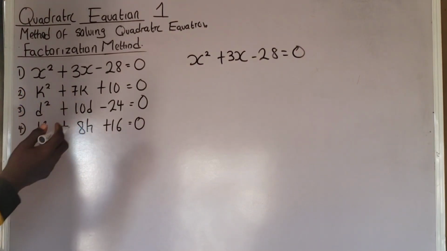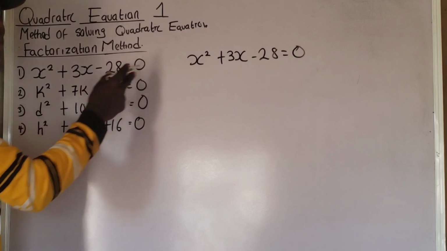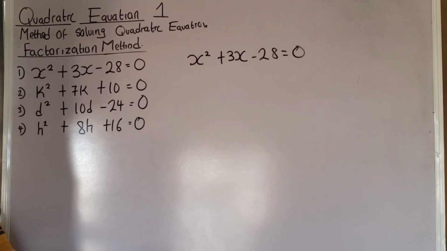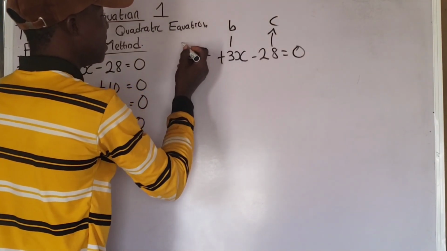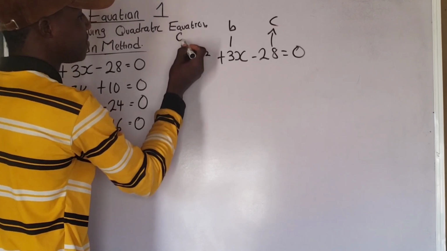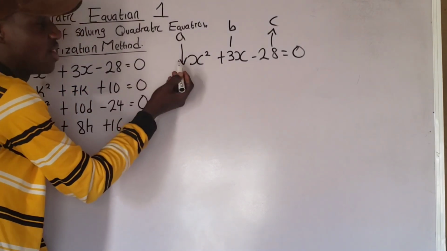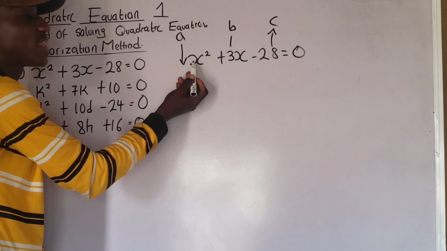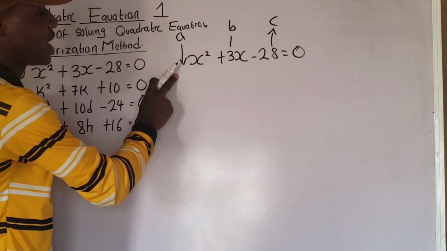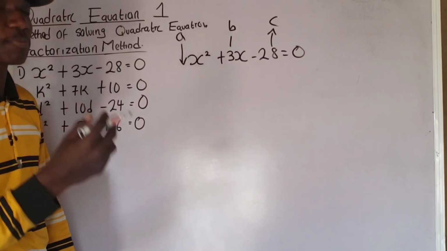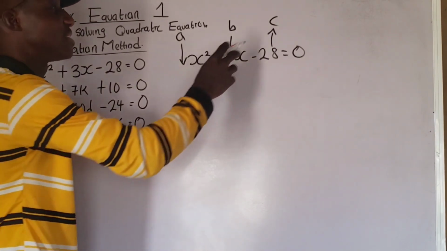This means that the value of a in this quadratic equation is unity, that is, it is 1. Now, how do we proceed to solve this quadratic equation? All we have to do is find two numbers such that when we multiply them, they will give us c. This is c, this is b, and this is a. A is the coefficient of x squared. There is a 1 in front of this x squared, it's just invisible. B is the coefficient of x, and c is the constant term.